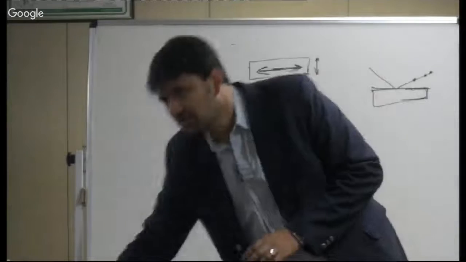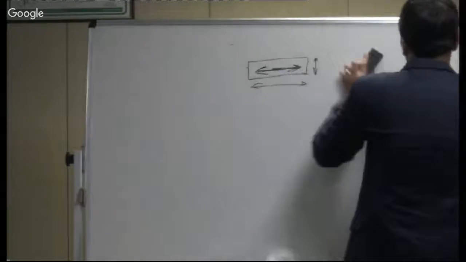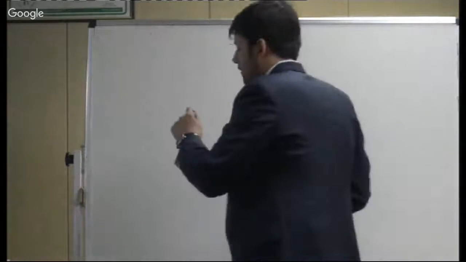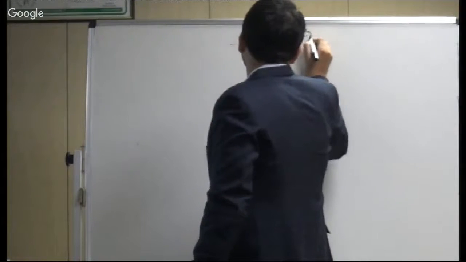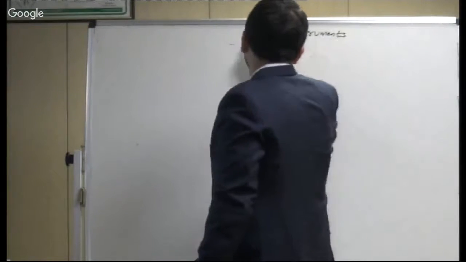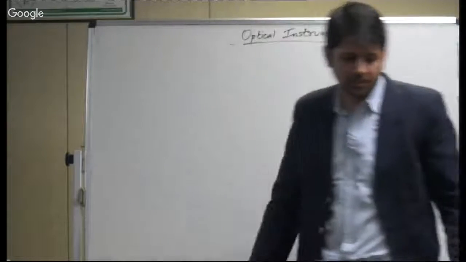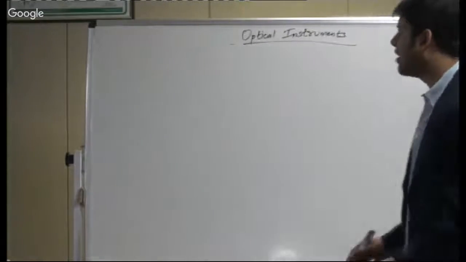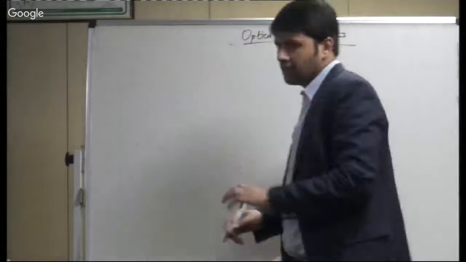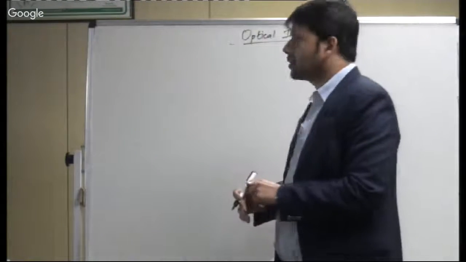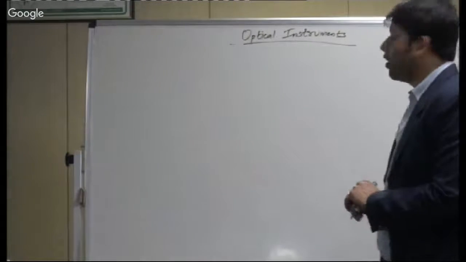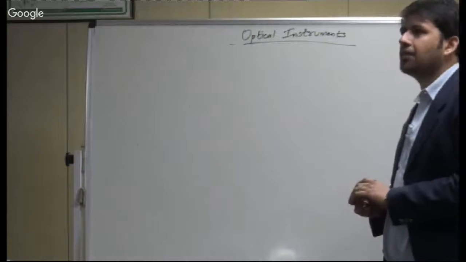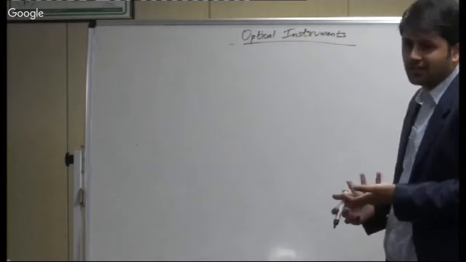Okay, now let's continue with the optical instruments. Before we start optical instruments, let's first have a bit of background on the human eye. Let's first talk a little about the human eye, then we will talk about optical instruments. The best optical instrument in the world is actually the human eye, natural.